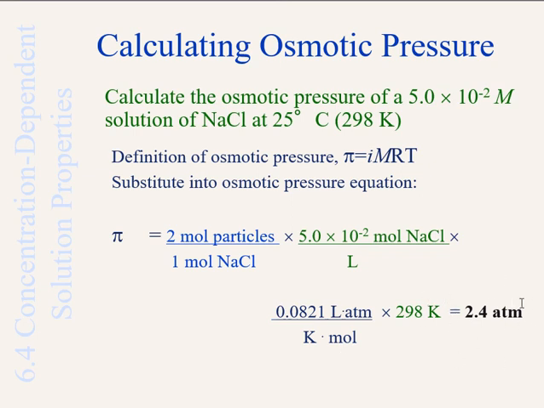So what does this value mean, 2.4 atmospheres? It means that if that much pressure was applied to a solution that had a concentration of 5.0 times 10 to the negative 2 molar, then that would prevent any flow due to osmosis through a semi-permeable membrane.